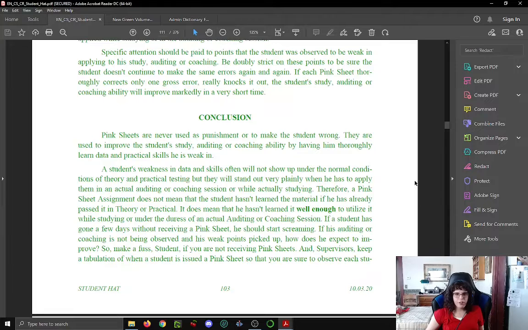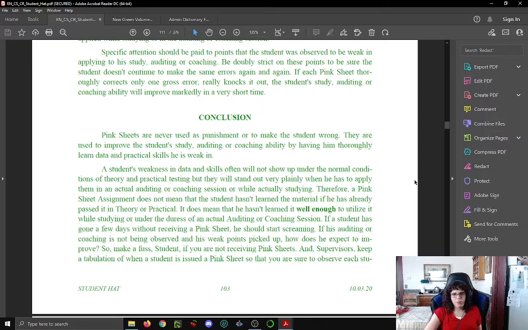Conclusion. Pink sheets are never used as punishment or to make the student wrong. They are used to improve the student's study, auditing, or coaching ability by having him thoroughly learn data and practical skills that he's weak in. A student's weakness in data and skills often will not show up under the normal conditions of theory and practical testing, but they will stand out very plainly when he has to apply them in an actual auditing or coaching session or while actually studying.